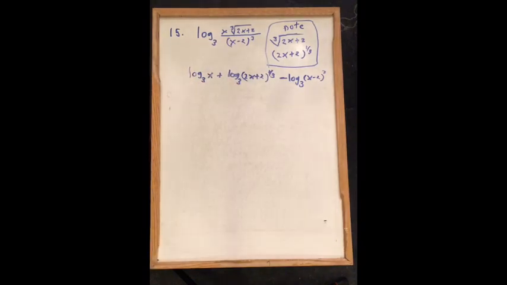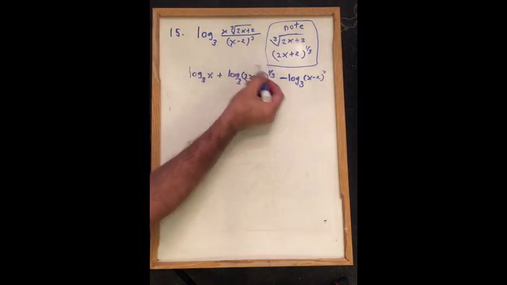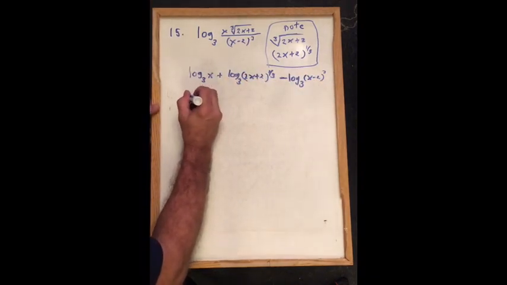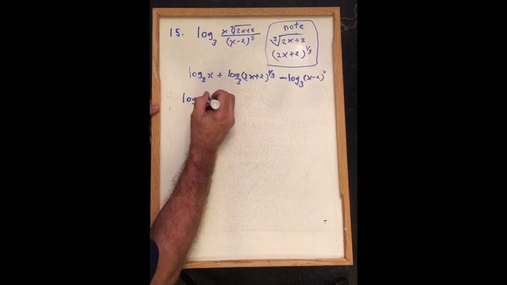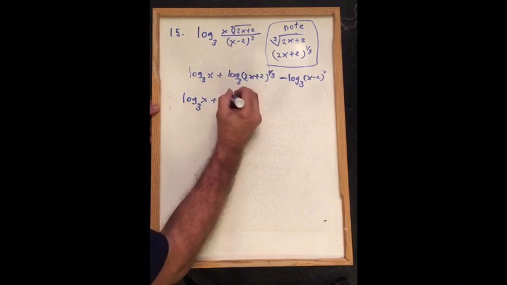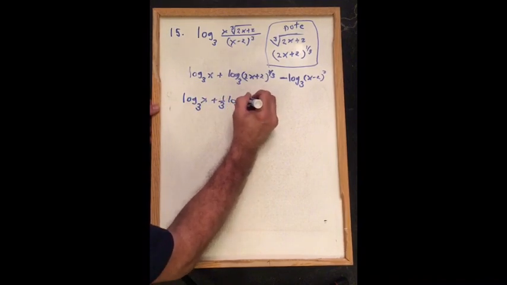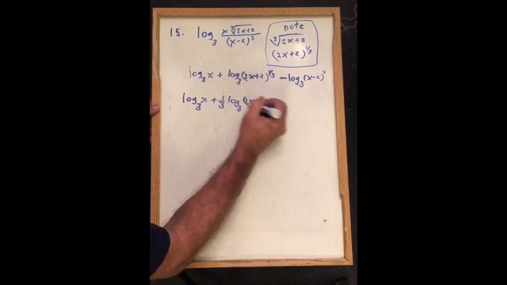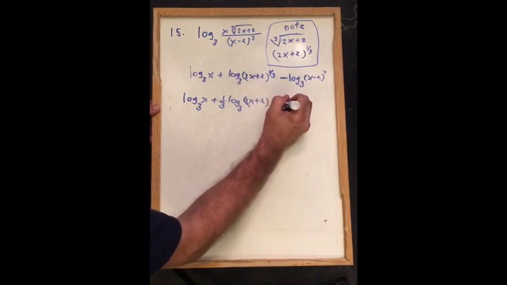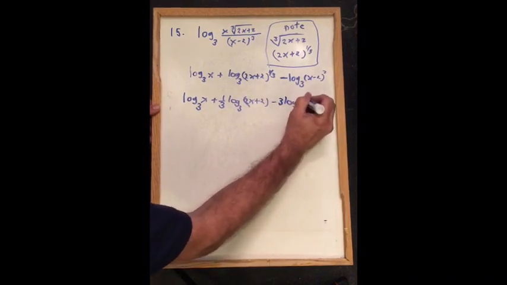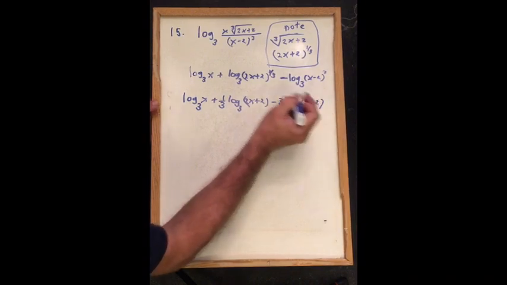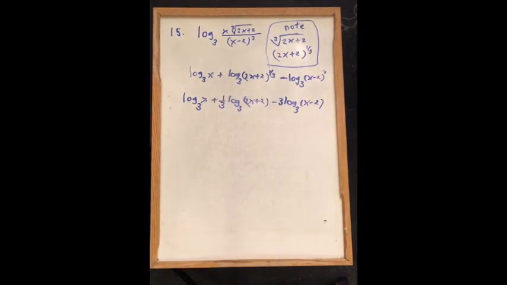Okay, we would be done there, except it does say express powers as factors. That just means to put the exponents out front. So one last step. Log base 3 of x plus 1/3 log base 3 of 2x plus 2, and then minus 3 log base 3 of x minus 2. Okay, there's 15.